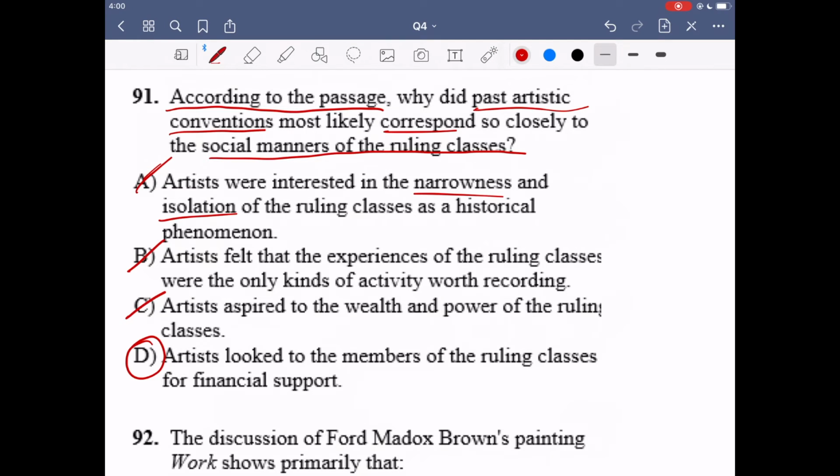But D does make sense. Artists look to the members of the ruling class for financial support. So if those are the people that are their patrons, those are the people that are giving them money in order to buy equipment and have a job and actually paint, then they're going to reflect the social values or social manners of that class, right? Whoever influences the training you receive is going to influence the paintings that you make.